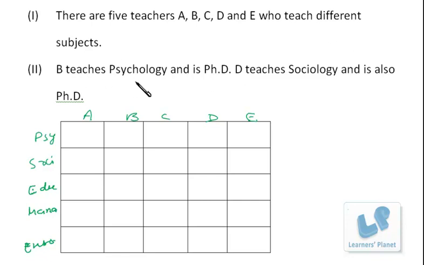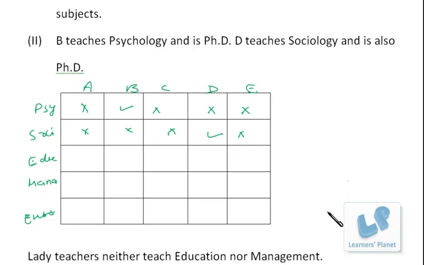Now B teaches psychology, so psychology and B, this is the correct combination. The remaining combinations are incorrect, right? So just put a cross mark. Then D teaches sociology. I just put D and this is sociology, so this is correct. Remaining are incorrect. Okay.